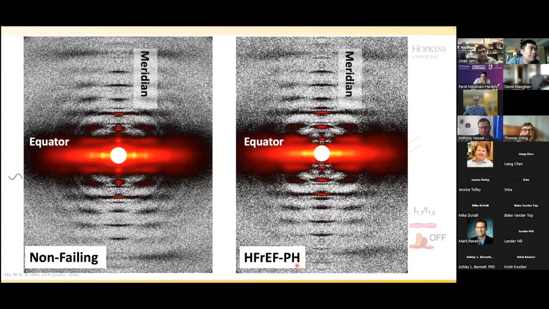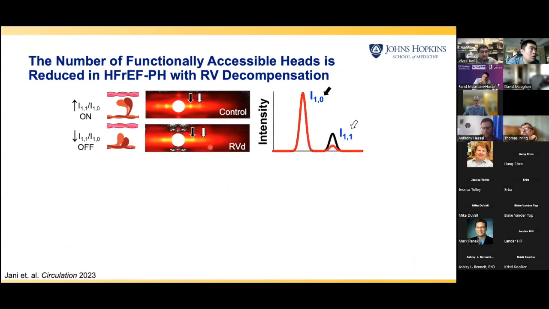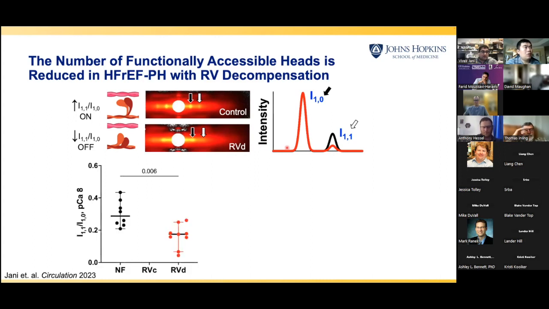And so what we did was we simply quantified the equators. And so I have a quick schematic and an example of a control diffraction pattern, specifically the equator here, and then an example of a patient with RV decompensation. And you can kind of see visually in this cartoon that the I1,1/I1,0 ratio is off in these patients. And when we quantified it at pCa 8 in non-failing controls versus the patients with RV decompensated RVs, we see that it is indeed really, really depressed.